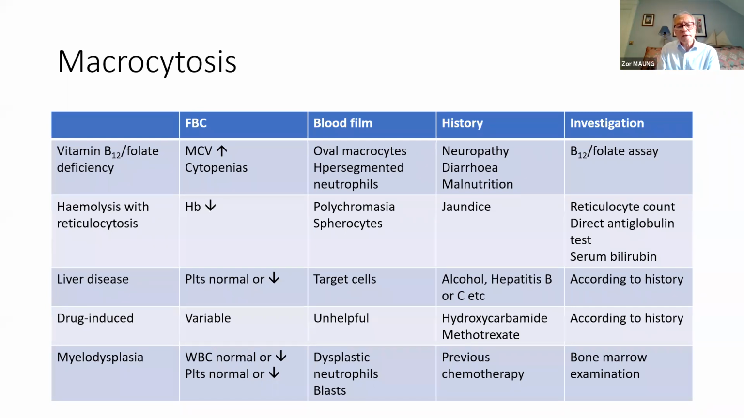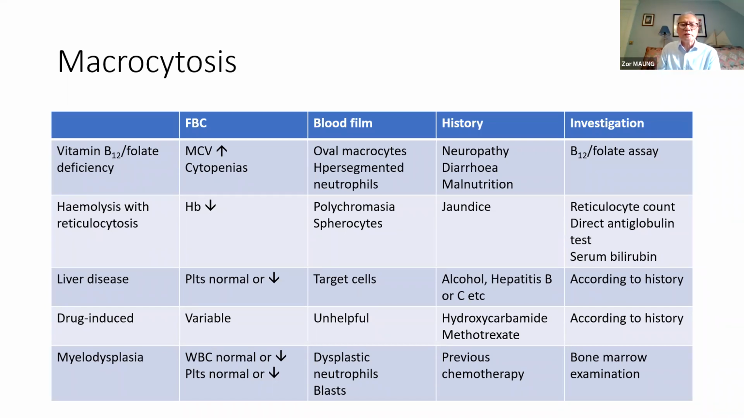Now liver disease: ask for alcohol history, whether hepatitis B or hepatitis C history. Drug-induced, I think methotrexate for rheumatoid arthritis, they can get a raised MCV. Drug history, liver disease, there are no signs of haemolysis.